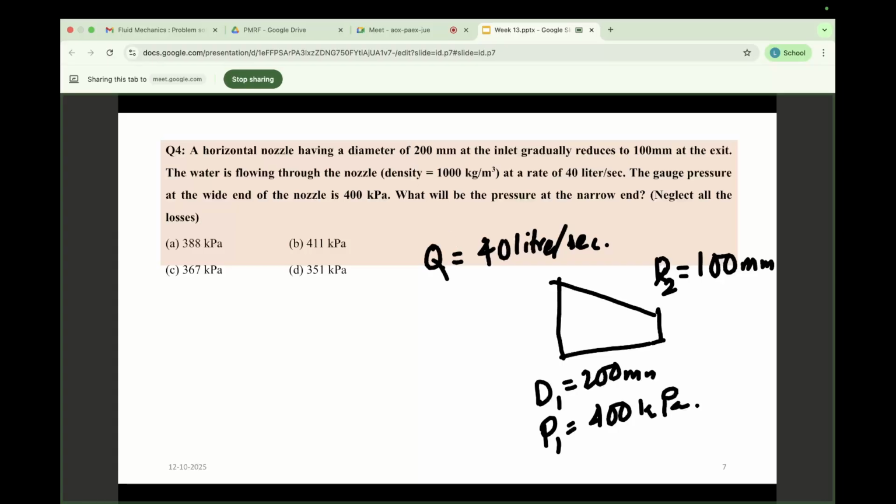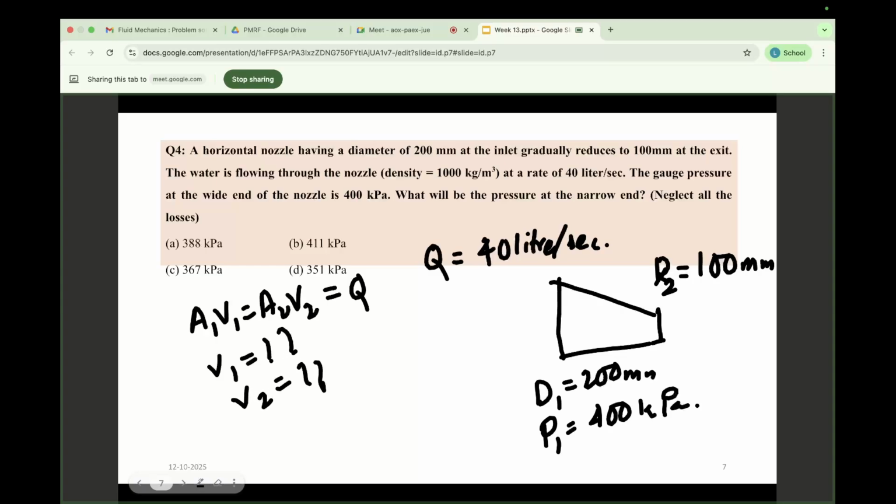As Q is given, from this you can find the velocity, because from the continuity equation we can write A1 V1 equal to A2 V2. What is A1 V1 or A2 V2? It is basically Q. So from there you can find V1 and V2. After that put it in Bernoulli's equation, and all other values are given. Please find it. I am giving you 3 minutes for this one.